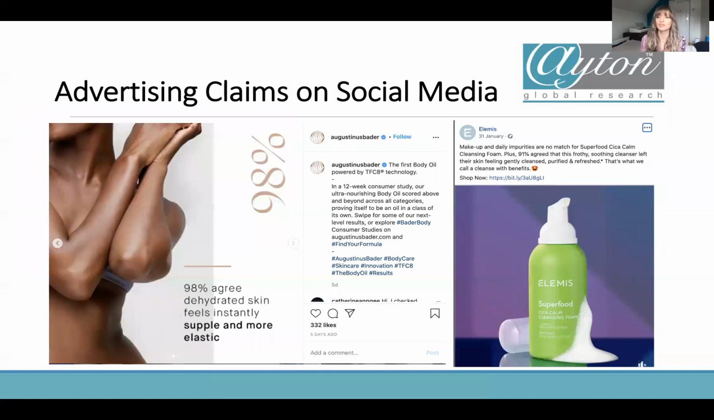Also, social media, huge place to be selling your products. So yeah, we've got Augustinus Bader, which has got 98% of people agreeing that the skin feels supple and elastic from a 12-week consumer study. And Elemis again with their superfood range, with 91% of people agreeing that the skin feels gently cleansed, purified, and refreshed. So just some examples there for you about how you can be using this data and displaying it.